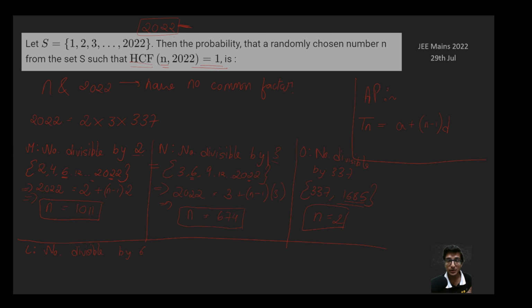That means 6 has been included twice. For 337 also there could have been a lot of numbers that could have been included. However, I did it mentally here. So I just included 337 and 1685 in the set. So that is how you find the answer.